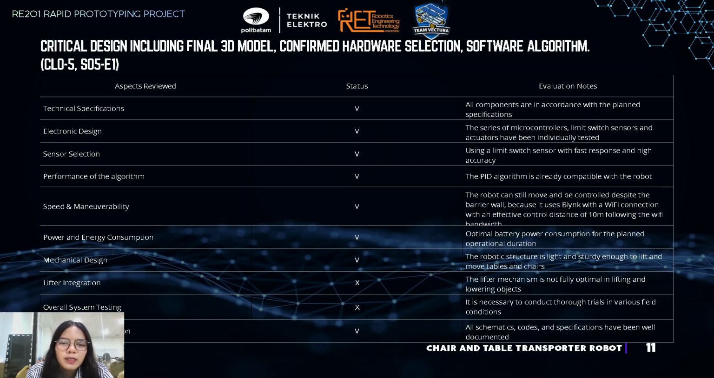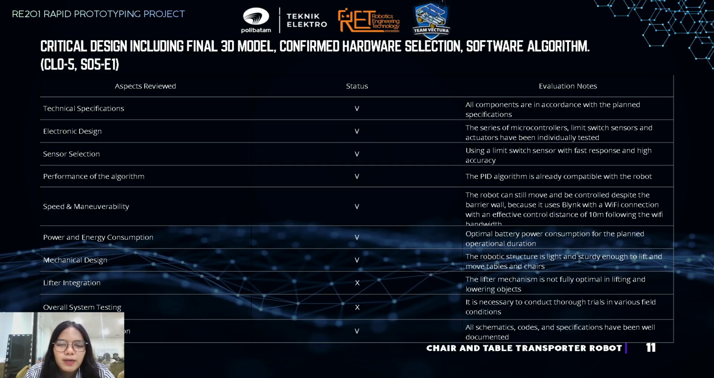Then our PID algorithm is already compatible with the robot system. In terms of speed and availability, the robot can still move properly using the Blynk application through Wi-Fi. For power consumption, the battery usage is efficient enough for operation. Also, the mechanical design is strong enough to lift a chair and table. However, the lifter mechanism still needs improvement because it is not fully optimal yet.